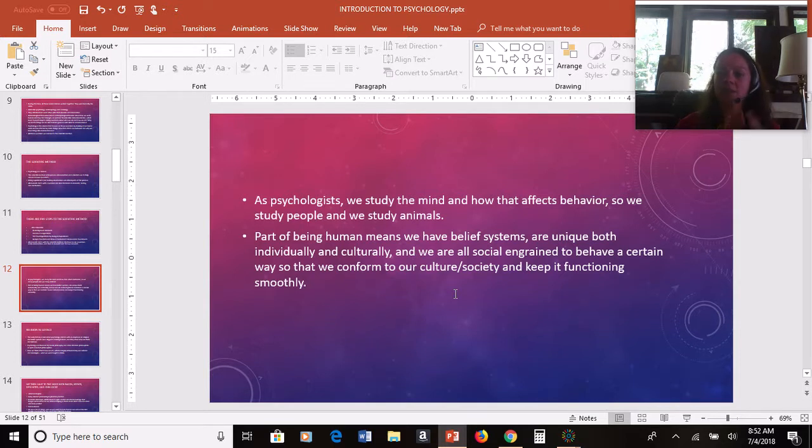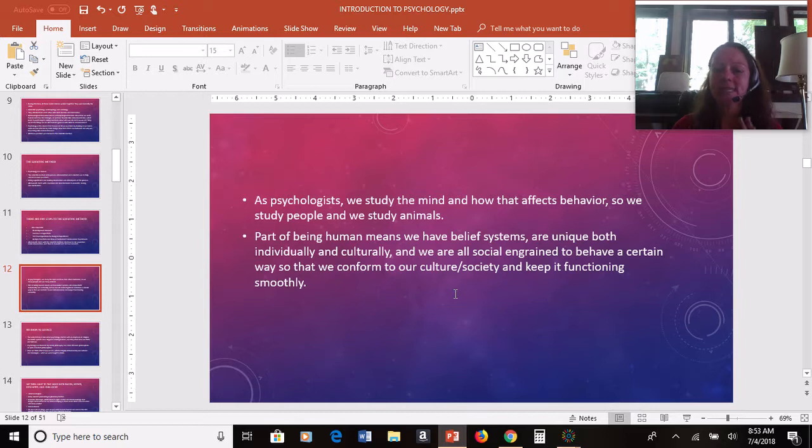Belief systems are very encompassing, and not all cultures have a religion per se, but we all have belief systems, and those belief systems are basically just a way for our societies to teach us how to get along with each other and kind of conform so that we keep society running smoothly.